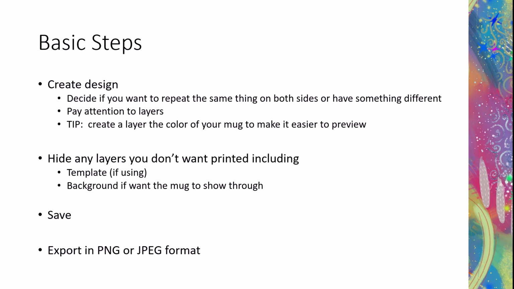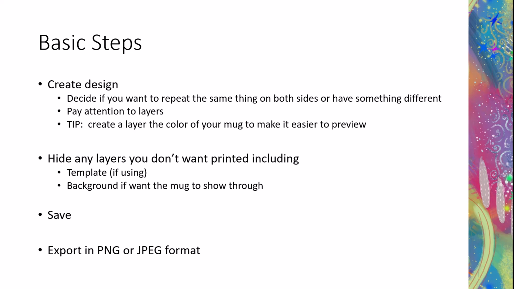And one tip that I'll show you, and this is especially useful if you're using a mug that's a color other than white, is to put a layer in your file that's the color of the mug. That way you can turn it on and off just to give yourself a little preview of what the design is going to look like. Because if you're using a black mug, a design is going to look very different on that than if you're using a white mug, just because of the color contrast.